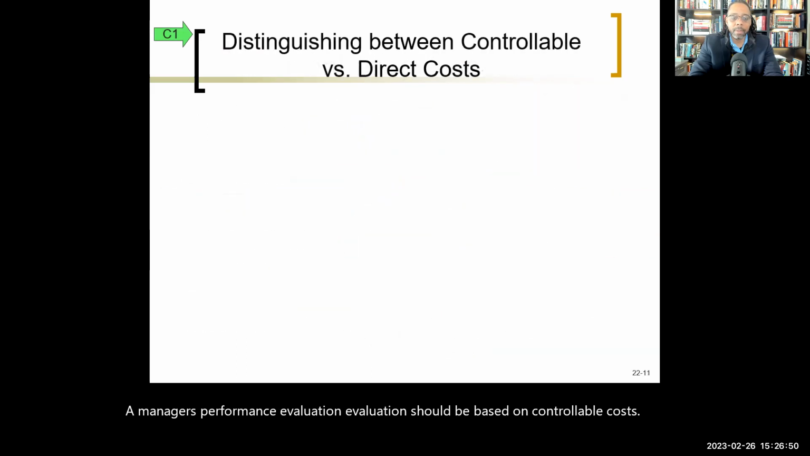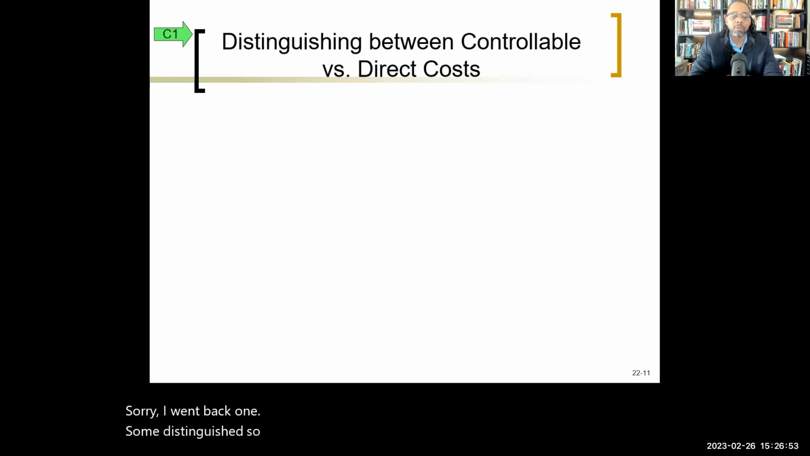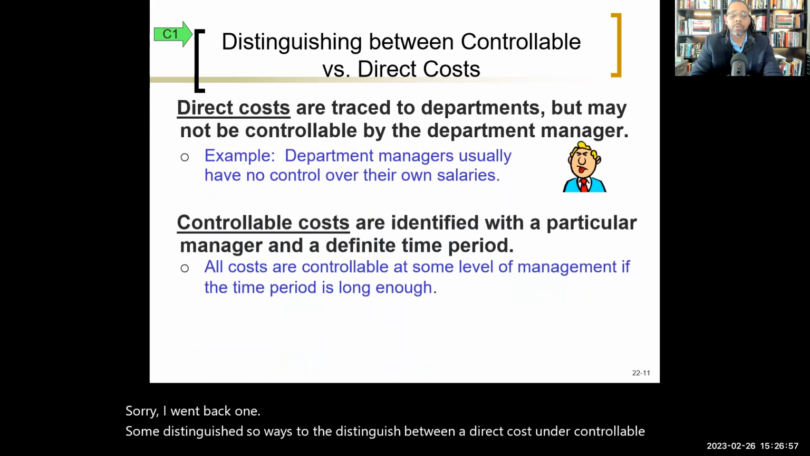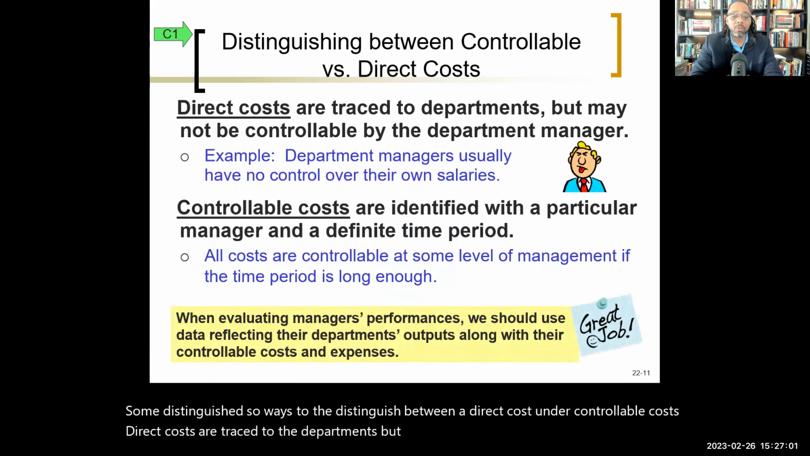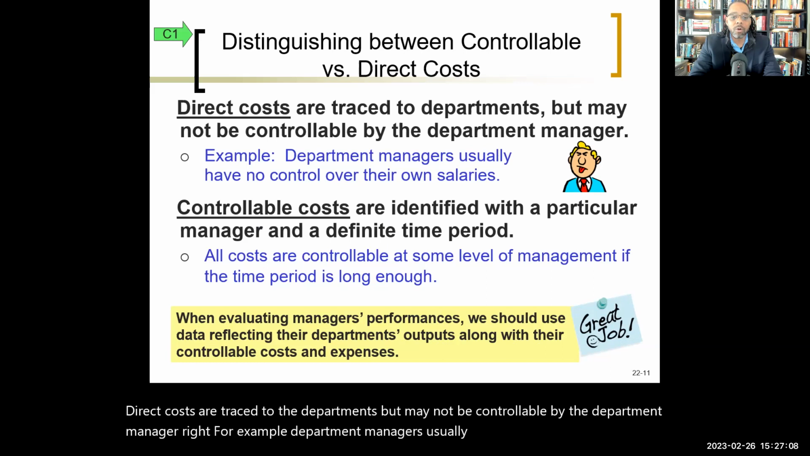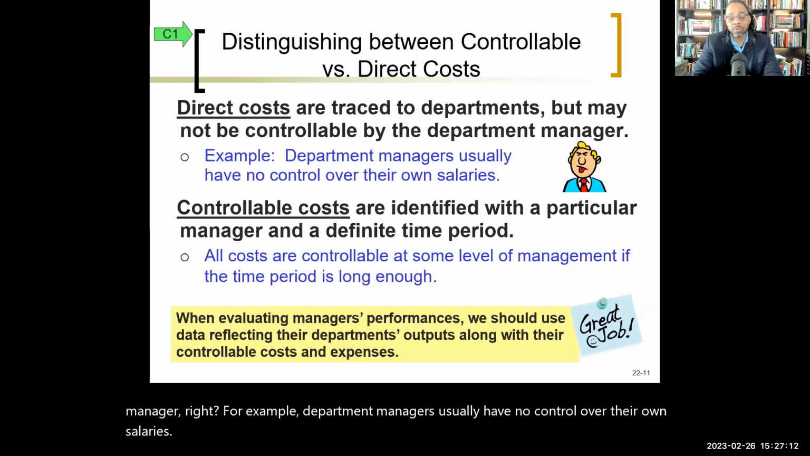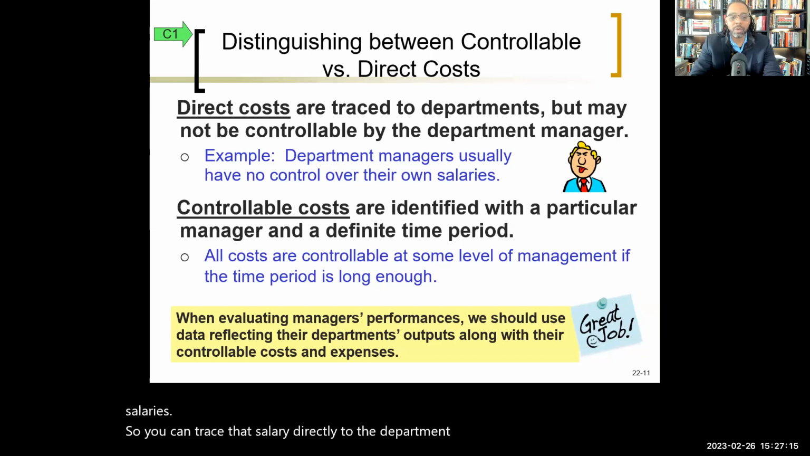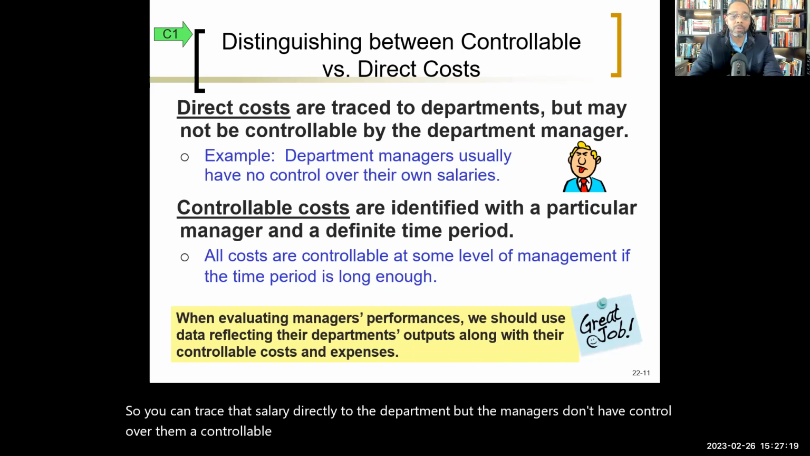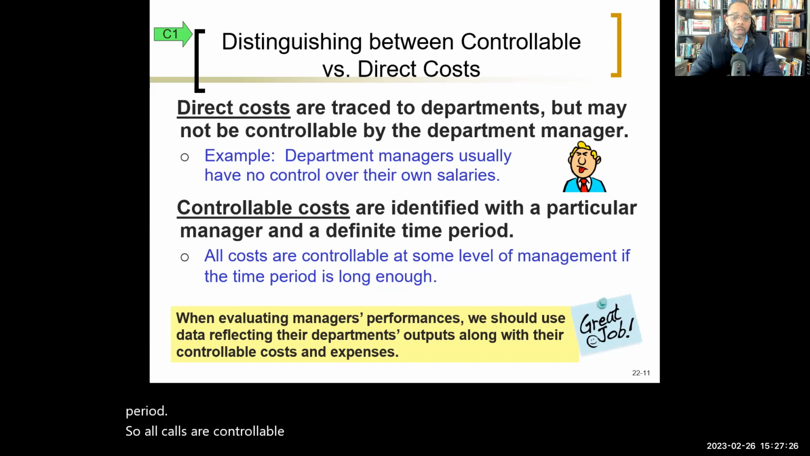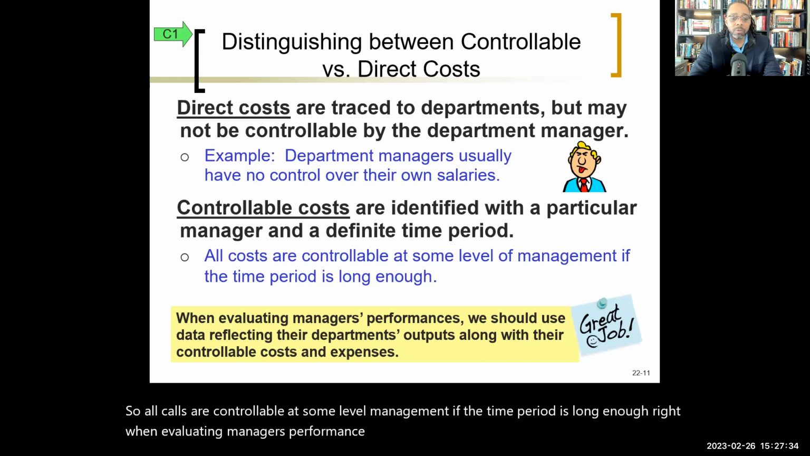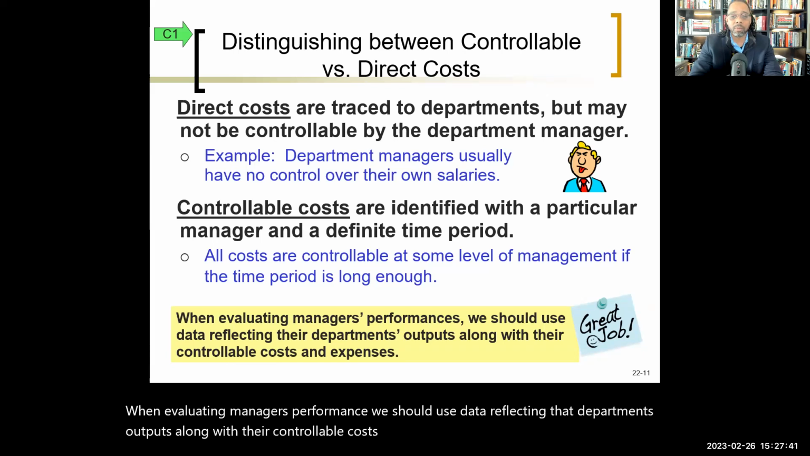Oh, sorry, I went back one. So, ways to distinguish between a direct cost and a controllable cost. Direct costs are traced to the departments, but may not be controllable by the department manager, right? For example, department managers usually have no control over their own salaries. So you can trace that salary directly to the department, but the managers don't have control over it. A controllable cost is identified with a particular manager and a definitive time period. So all costs are controllable at some level of management if the time period is long enough, right? When evaluating managers' performance, we should use data reflecting that department's outputs along with their controllable costs and expenses.